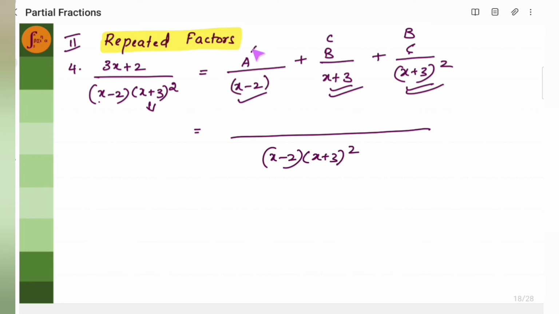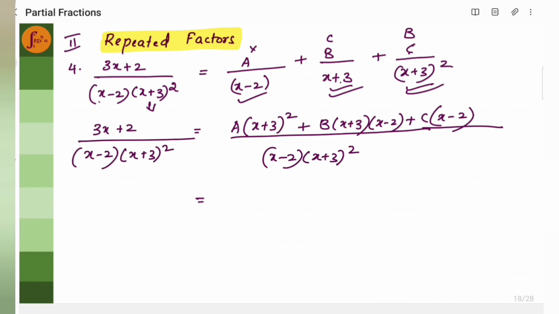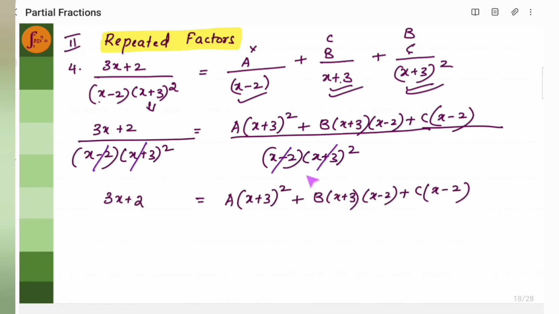Now I'll have to multiply. x minus 2 is already here, so I'll take this one: A into x plus 3 the whole square, plus B into x plus 3 is here, so another x plus 3 we need to put here, and x minus 2, plus C into x plus 3 the whole square is here, so x minus 2 has to be put. Now the denominators get cancelled and we are left with this particular expression.